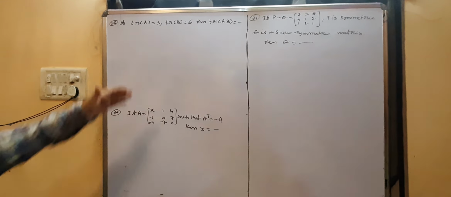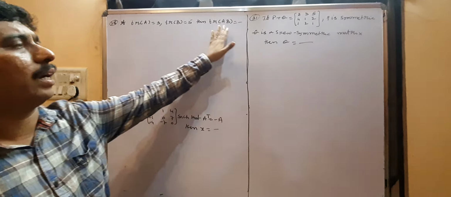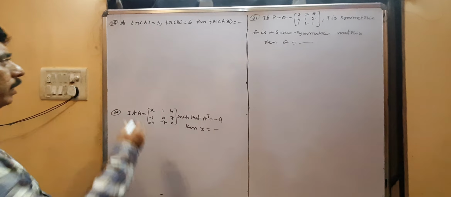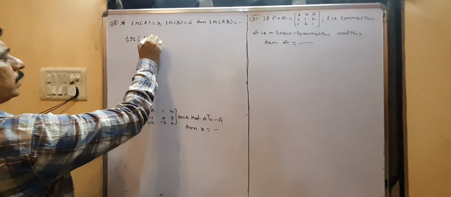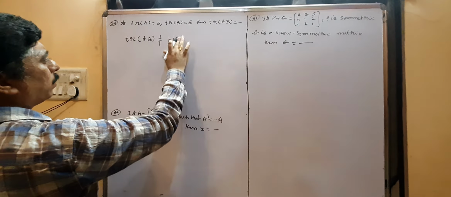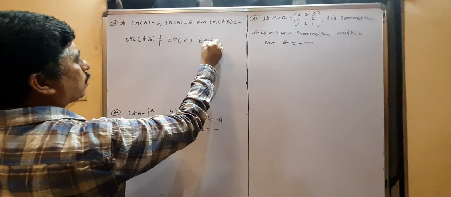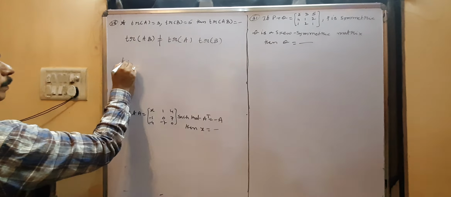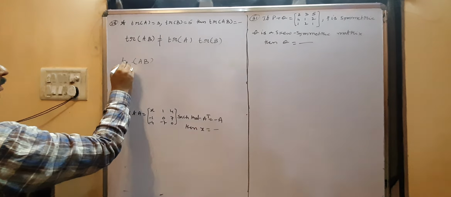Coming to the next question, trace of A is given as 3, and trace of B is given as 5. They are asking for the trace of A into B. If A and B are two matrices, then trace of AB is not equal to trace of A into trace of B. So trace of AB, we cannot say.